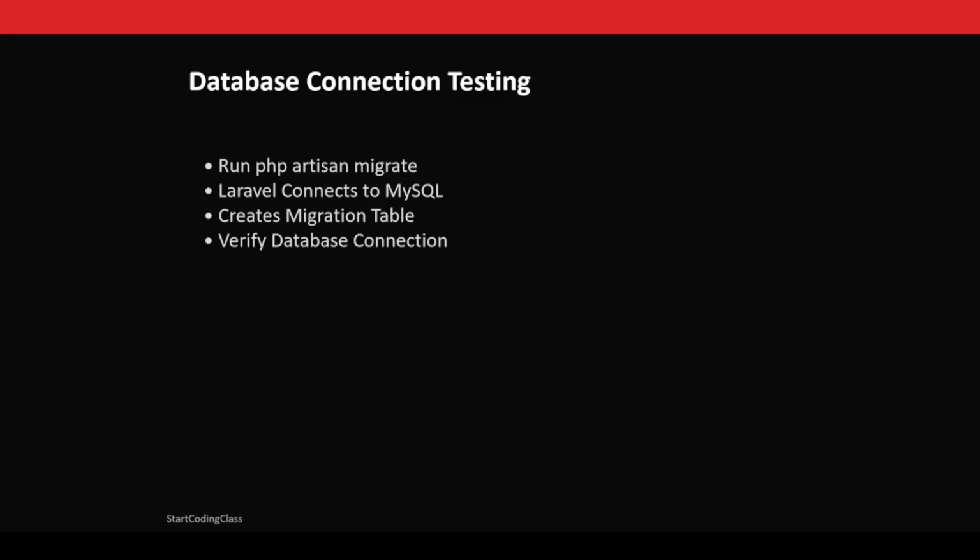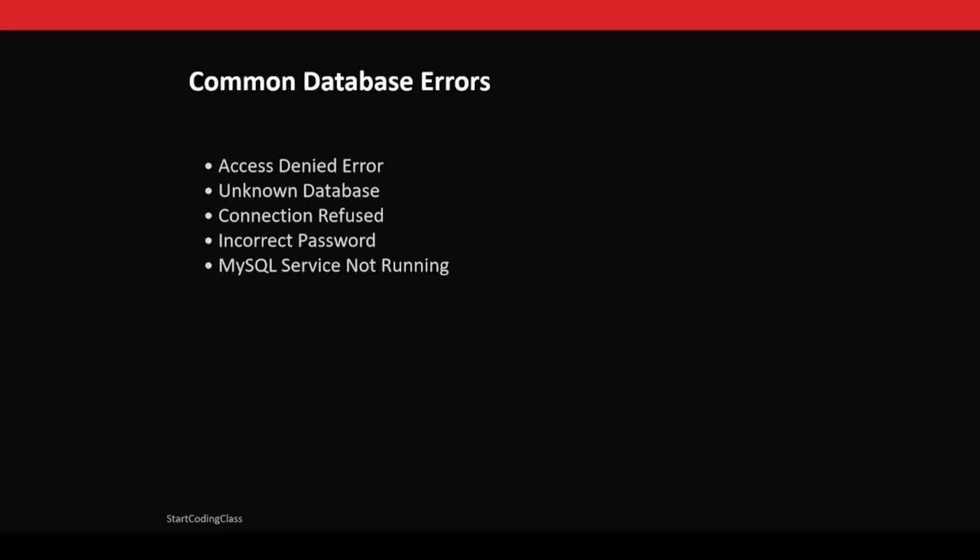Otherwise, it will say access denied for user or something, unknown database, connection refused, many types of errors. These are the common errors: access denied error, unknown database, connection refused, incorrect password, MySQL service not running. If the database is not configured properly and you run php artisan migrate, you will see these types of errors. Okay, so let's go to VS Code and we will see in a real project how it's working.